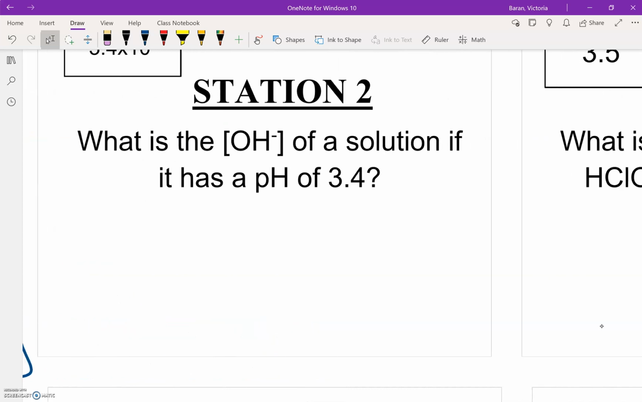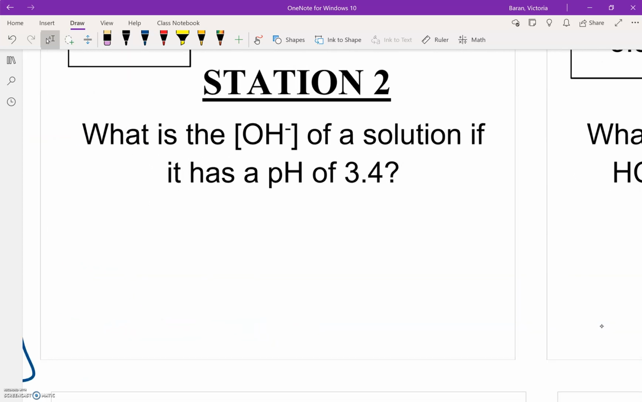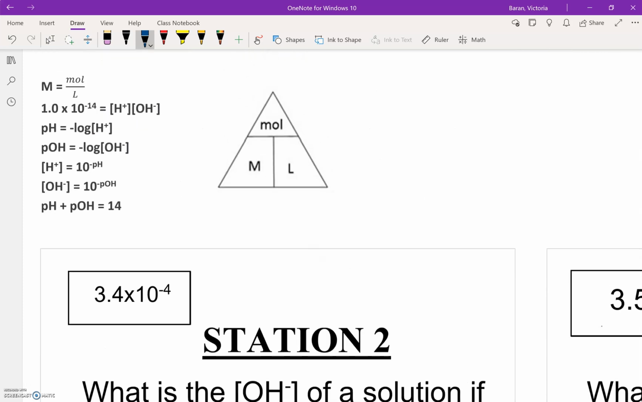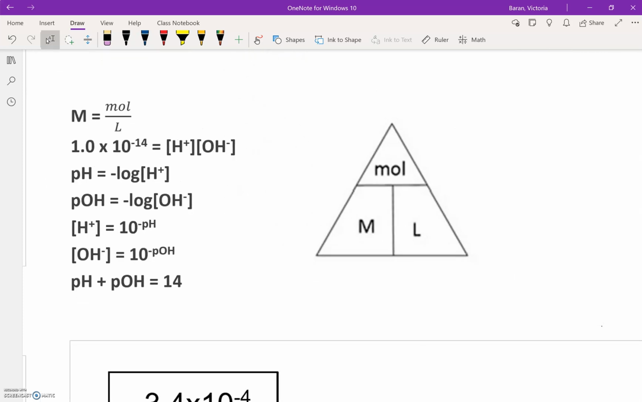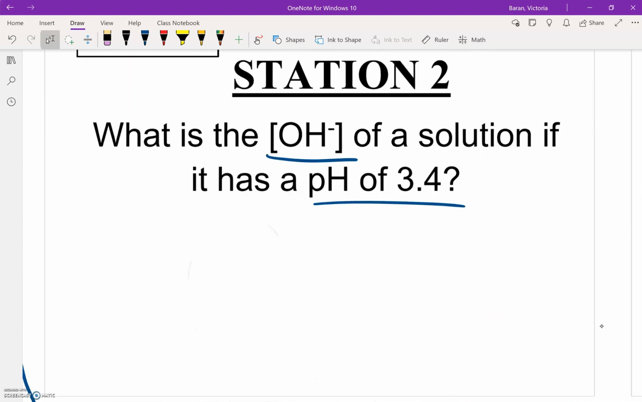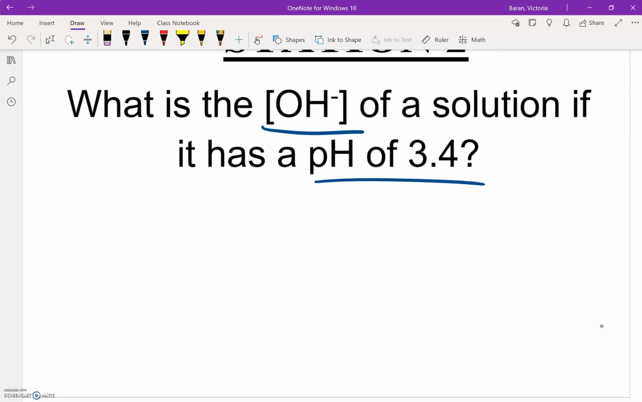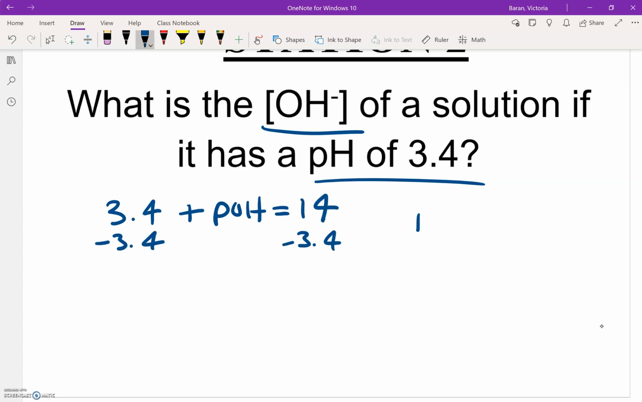Let's go on to station 2. I'm just going through the stations in order. What is the OH- concentration of a solution if it has a pH of 3.4? So this is when we're going to start using those equations. One of my go-tos if I have pH or pOH is to use this equation right here. As long as you have pH or pOH, you can find the other. So we have 3.4 plus pOH equals 14. So we're going to subtract 3.4 from either side.